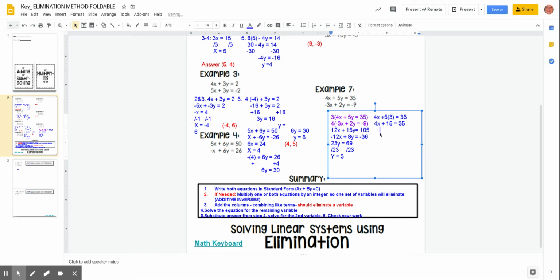So here I'm going to subtract 15 from both sides. I want to be left with 4x equals 20. And of course, if I divide both sides by 4, and I'm not writing that in, but you certainly could, x equals 5.